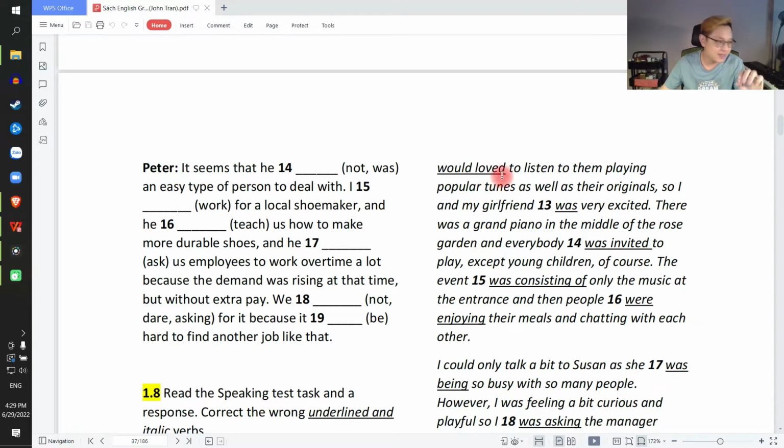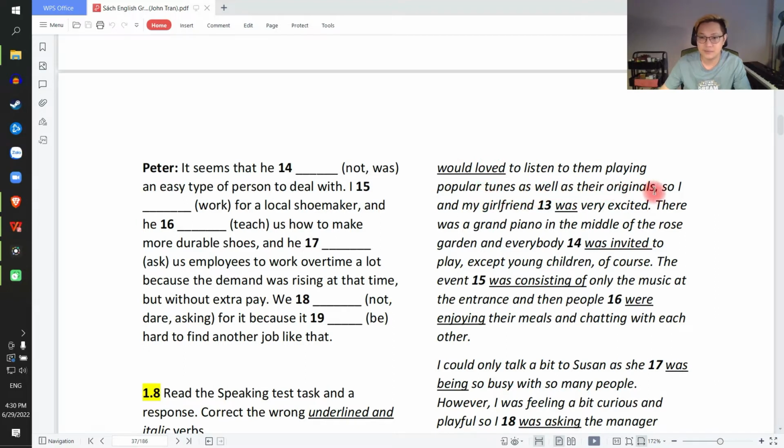You can say loved to listen to them playing popular tunes, also correct. Mình có thể dùng chữ loved để nói về một cái tình huống lâu dài trong quá khứ nhưng mà giờ không còn đúng nữa. You can use loved when you talk about a long-term situation in the past that is no longer true. Or you can understand it like you are talking about a past thing. Có thể dùng chữ loved, mình có thể hiểu như kiểu mình đang kể chuyện quá khứ thôi.